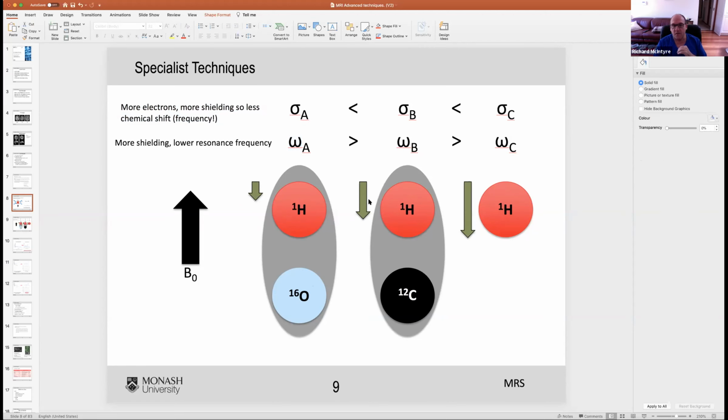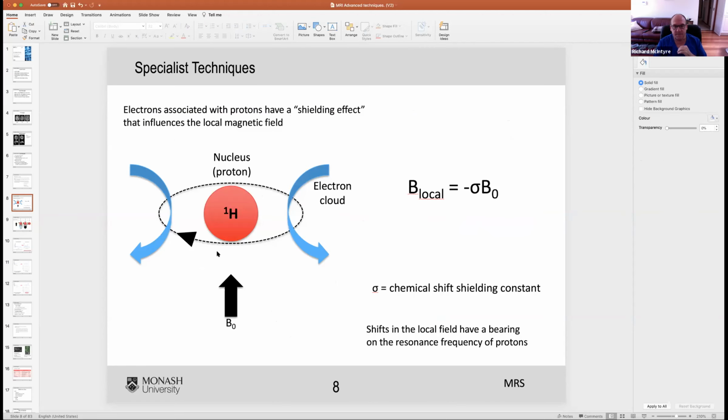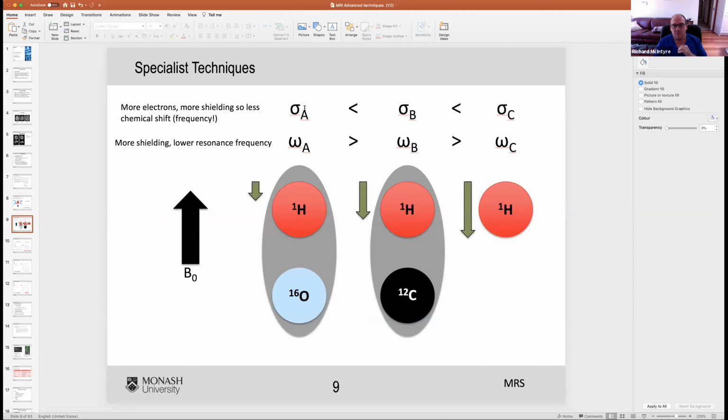If we have a look at the previous slide, the chemical shift shielding constant is up here. So more protons, more chemical shift shielding constant. I beg your pardon, less shielding, chemical shift shielding constant. Okay, so a higher frequency.